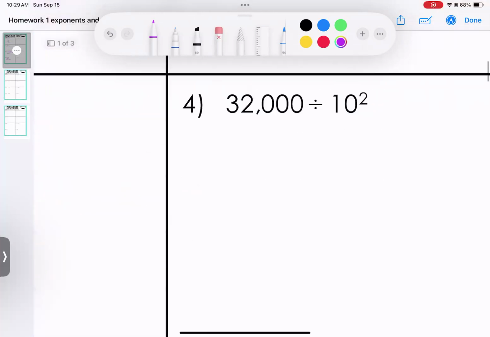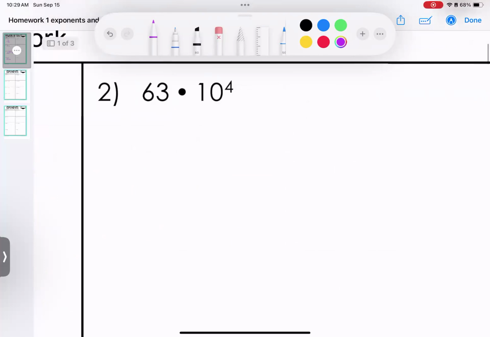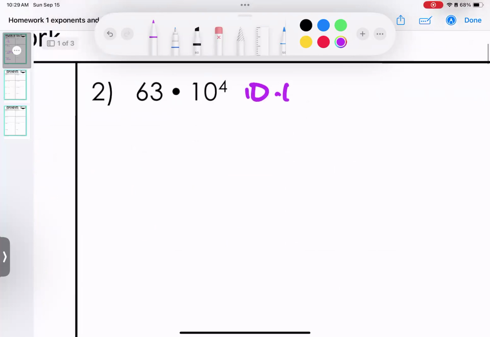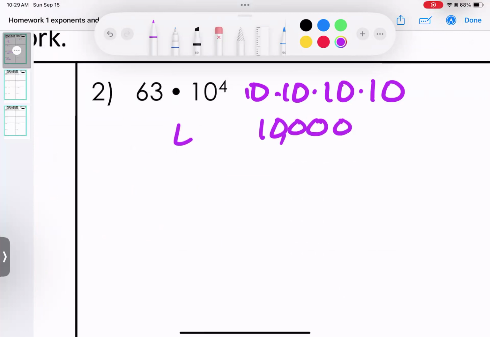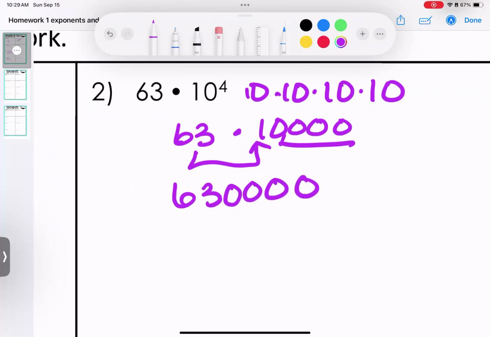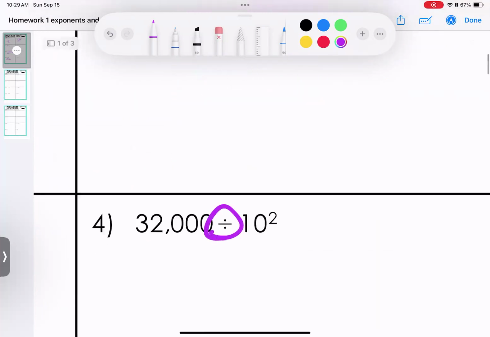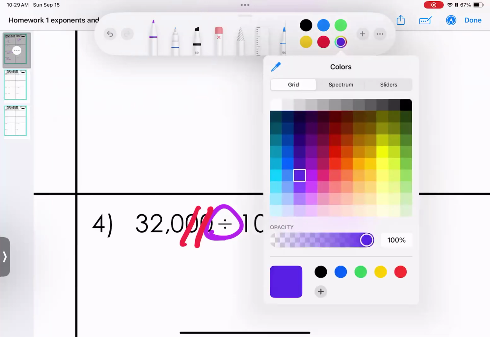Coming up top, I have 10 to the 4th power, which is 10 times 10 times 10 times 10, or a 1 with 4 zeros, 10,000, times 63. 63 times 1 is 63. Add those zeros, 1, 2, 3, 4, 630,000. Down here, we're finally dividing by 100. I can come in here and I can take off 2 of those zeros and leave my answer.